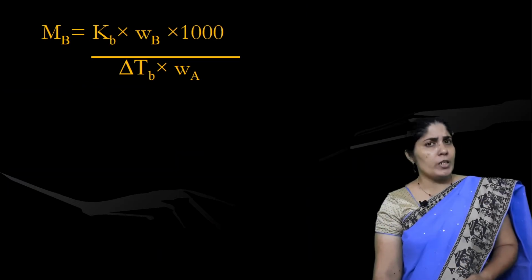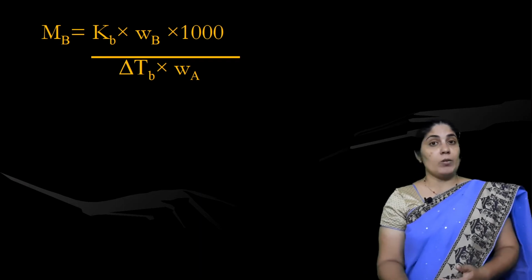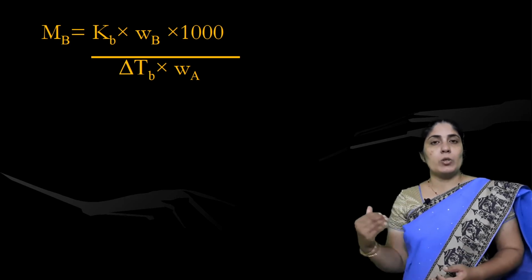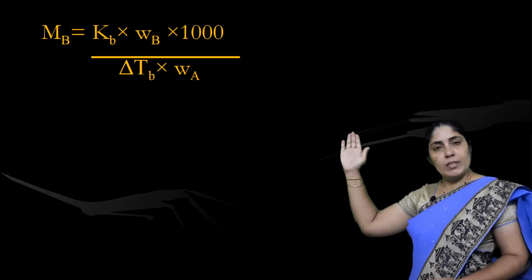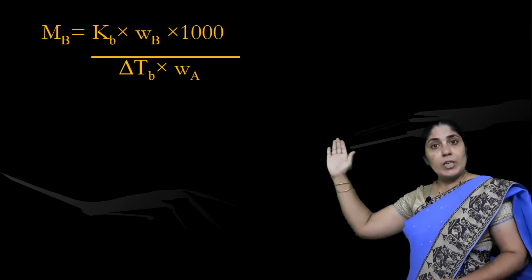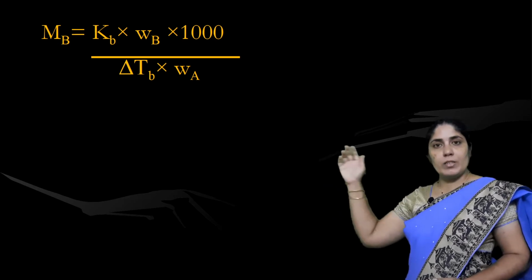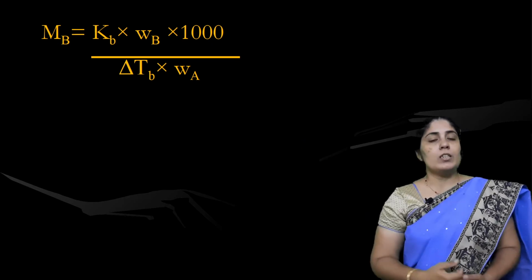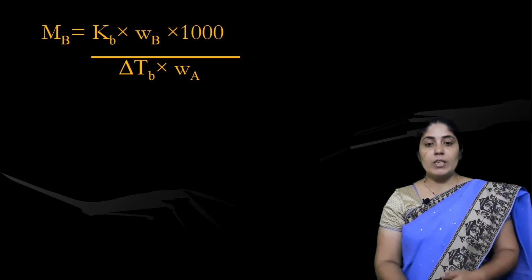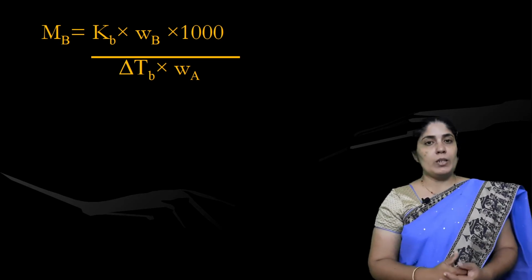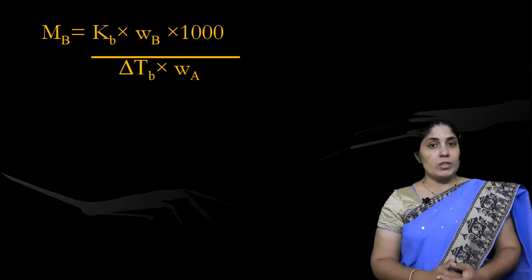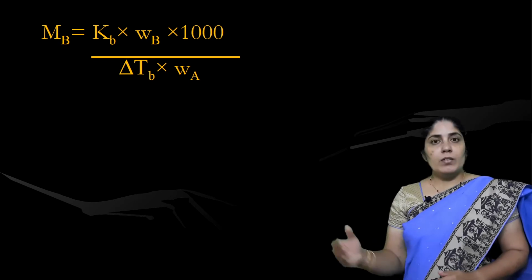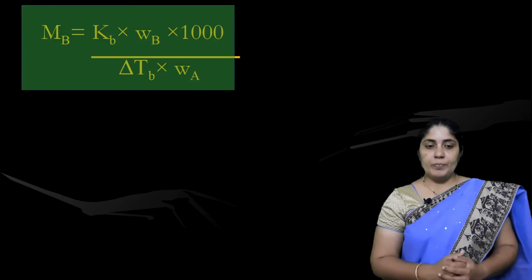Usually, all these colligative property concepts are used to calculate the molar mass of the solute. So, on rearranging, we'll get the equation as Mb is equal to Kb into Wb into 1000 whole divided by delta Tb into Wa, where Wa is the amount of the solvent, Wb is the amount of the solute, Mb is the molar mass of the solute, and delta Tb is the elevation in boiling point. We shall discuss a problem here.